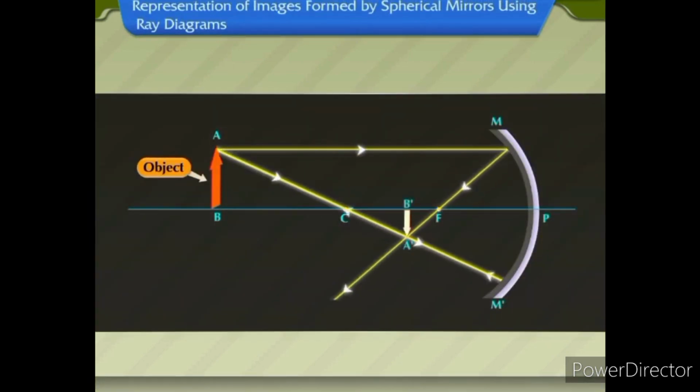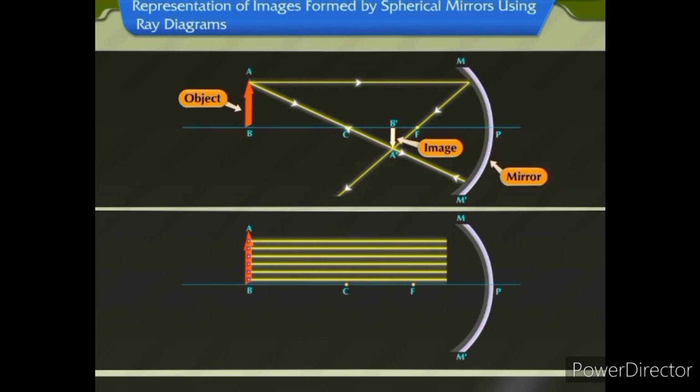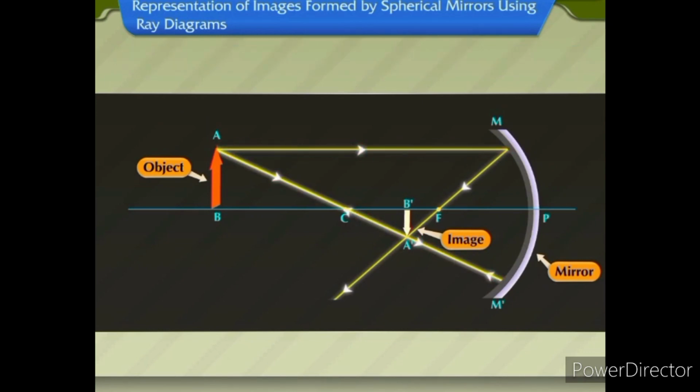When an object is placed in front of a mirror, an image is formed. If we consider an extended object of finite size, each small portion of the extended object acts as a point source. Hence, an infinite number of rays will originate from these points. So, for the sake of clarity, we use only 2 rays of light starting from the object. Let us understand the rules used for drawing ray diagrams for both concave and convex mirrors.